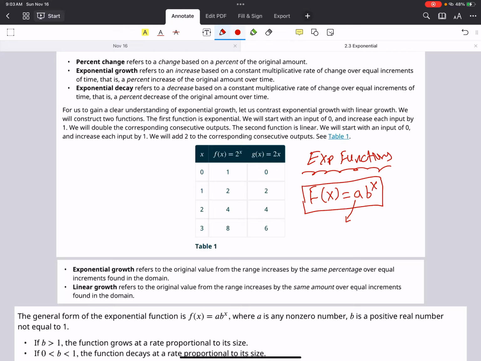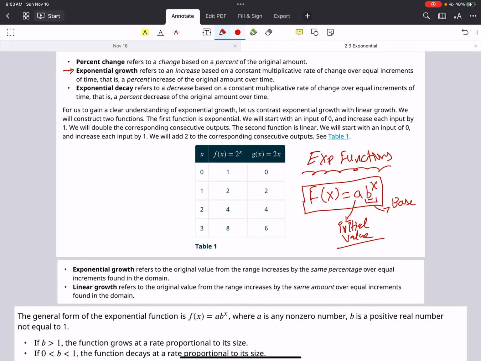Now, a is simply your initial value. And what does b represent? B is called the base. So b is short for base. Now, x is simply the power of b, and that's it. It's that simple.